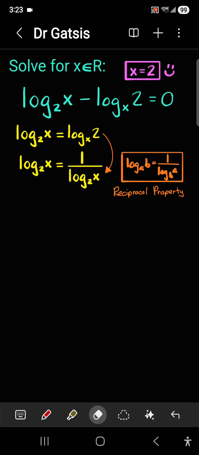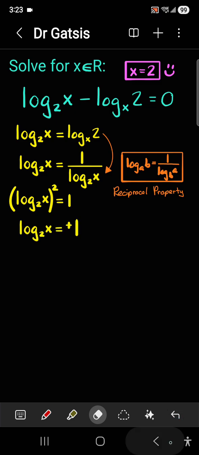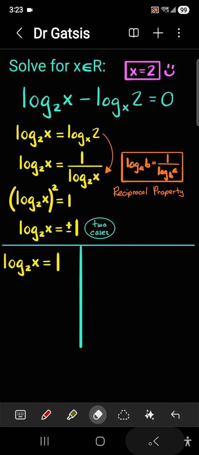Let's multiply both sides by log base 2 of x, so we end up with that quantity squared, which equals 1. When you have anything that's squared and it equals 1, you can take the square root, but don't forget to include the negative part. This leads to two cases, and those two cases would be when the logarithm equals positive 1 or negative 1. Let's explore those cases separately.